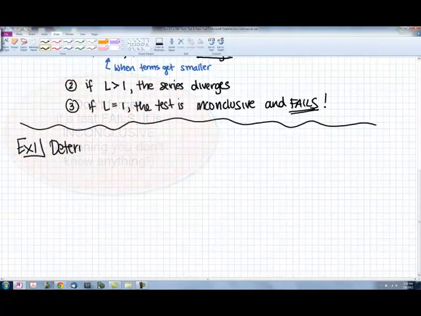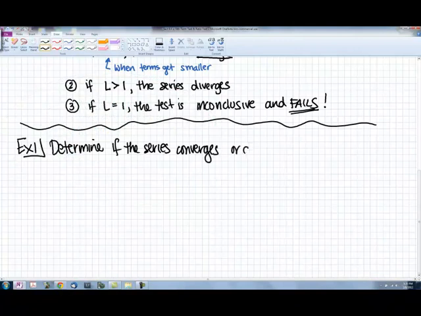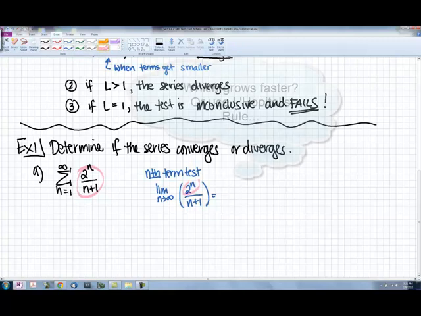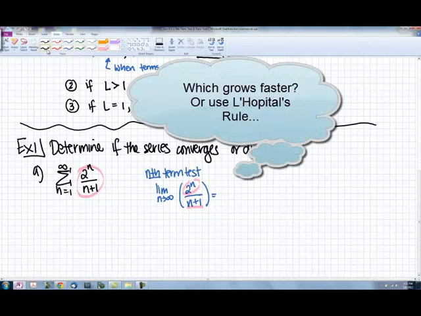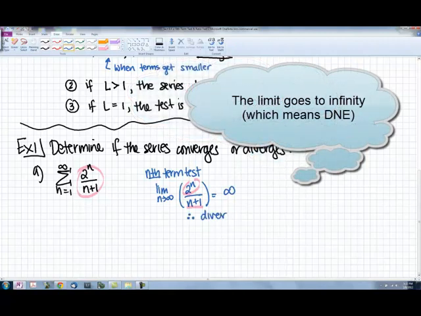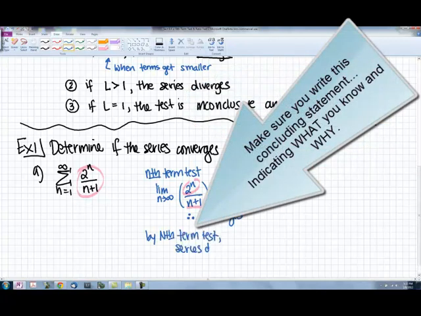So I want us to determine if the series converges or diverges: the sum as n equals 1 to infinity of 2 to the n over n plus 1. The nth term test basically says we need to take the limit as n approaches infinity of 2 to the n over n plus 1. You've got an exponential function on top, a polynomial function on the bottom. Which one's growing faster? This is going to infinity. The limit diverges, so therefore it diverges. So we say by the nth term test, the series diverges.